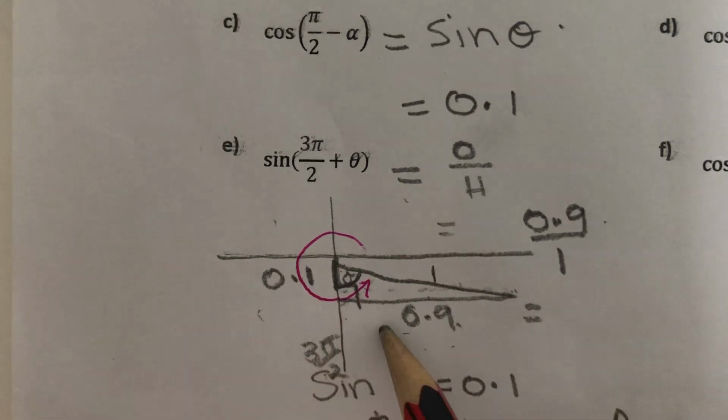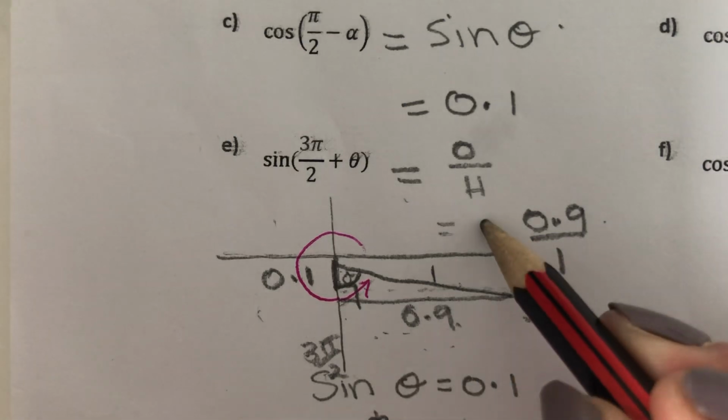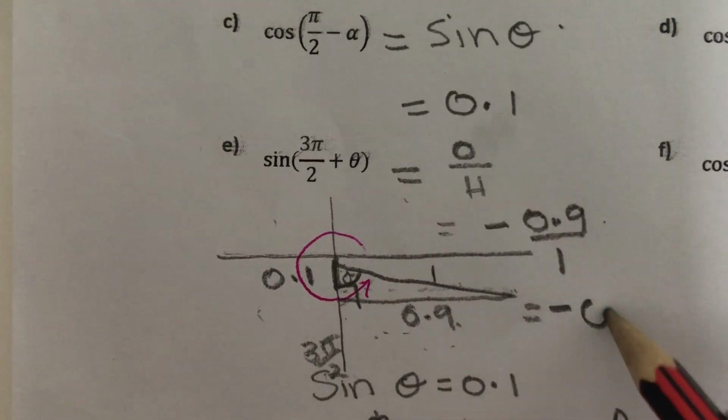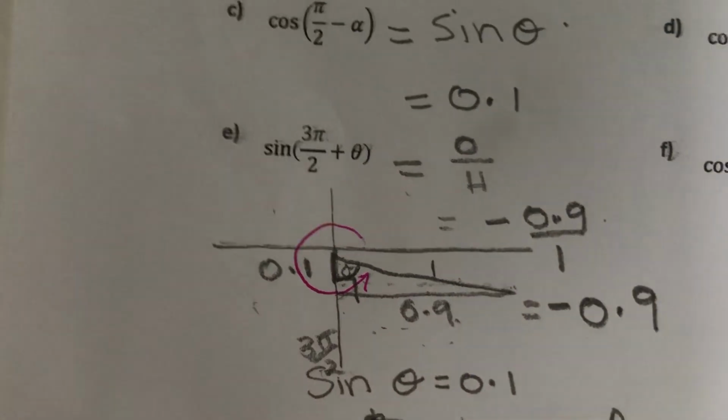All Stations To City, that's how I learn and how I remember it. C is positive, which means sine is going to be negative. So your answer is negative 0.9.